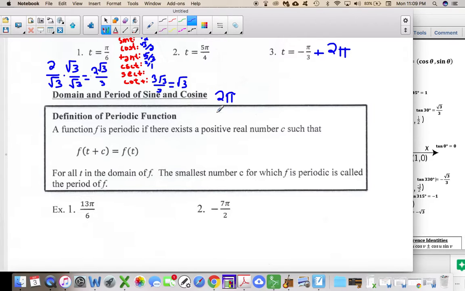If you think about what sine and cosine look like on the graph, it's like a wave, and it starts over at 2 pi. So when we're looking for sine and cosine of 13 pi over 6, you're probably not going to be able to find that on a unit circle.